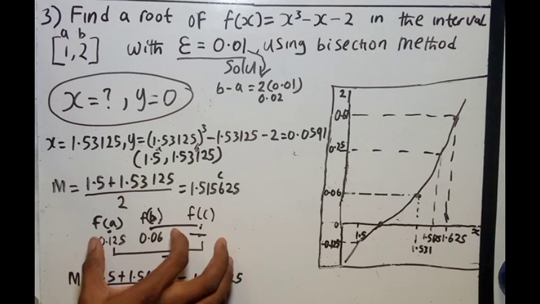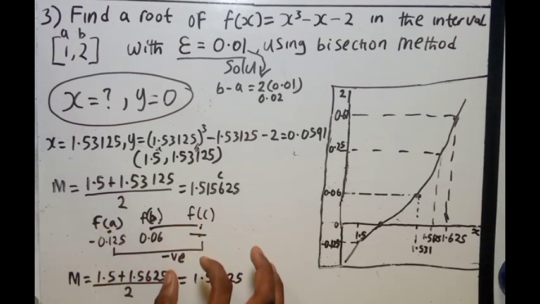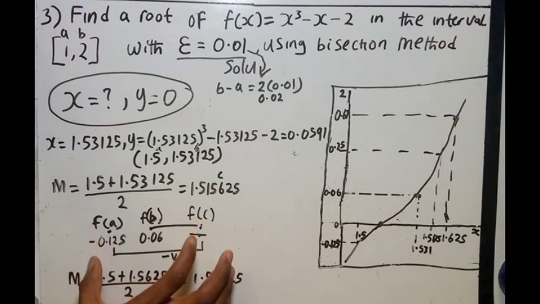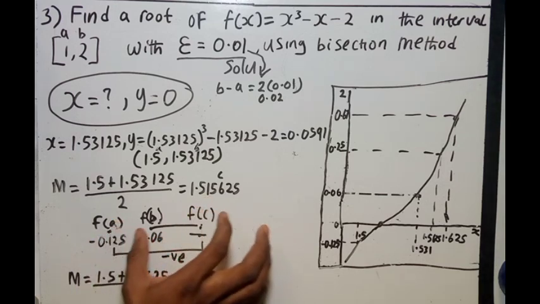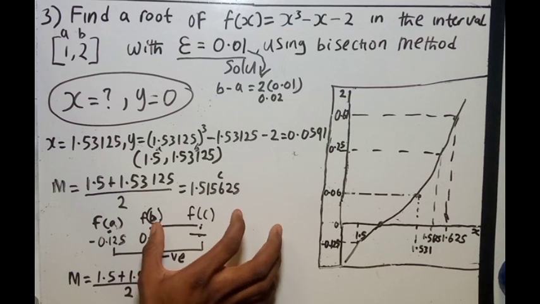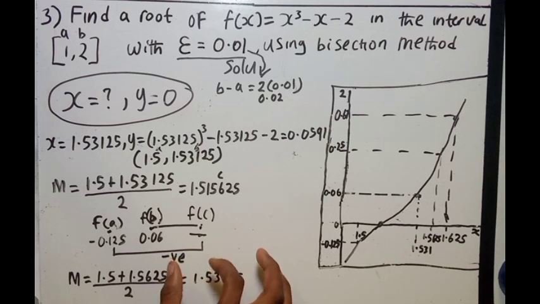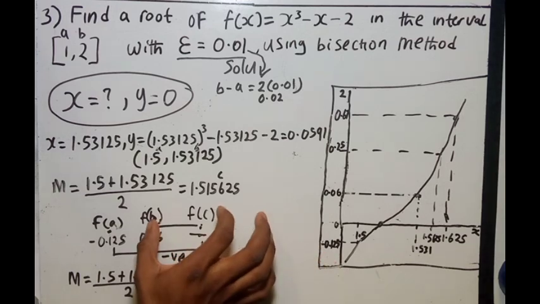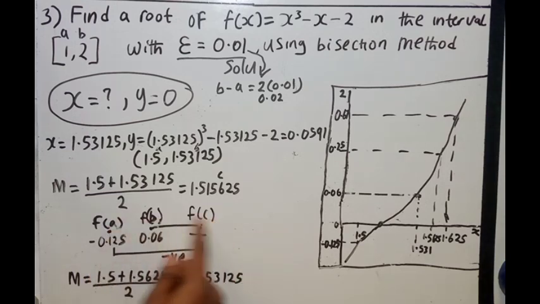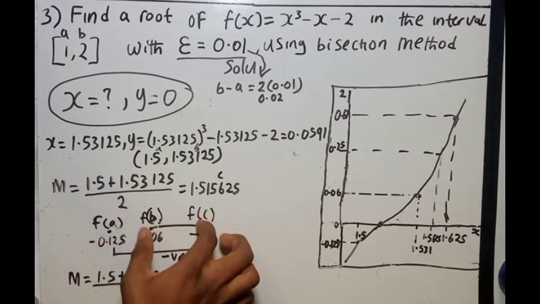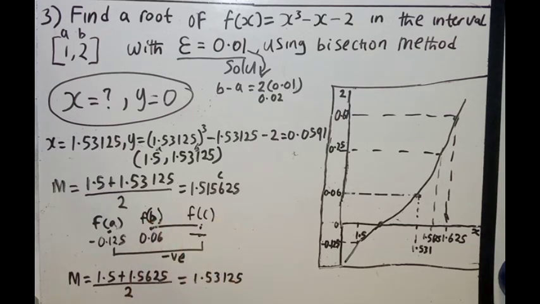So if we multiply f of a and f of c, and it gives us a negative value, our new interval will then be a and c. But if we multiply f of b and f of c, and our product is giving us a negative value, our new interval will then be c and b, because c is in between a and b.